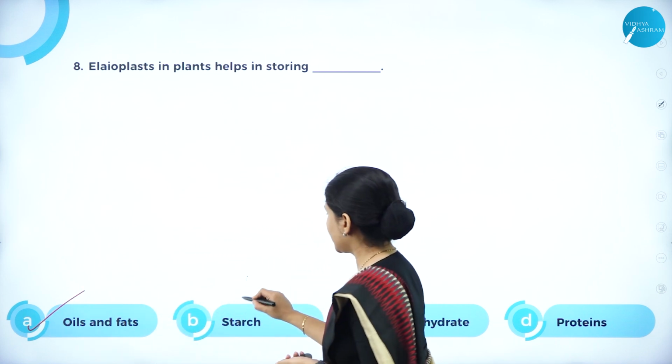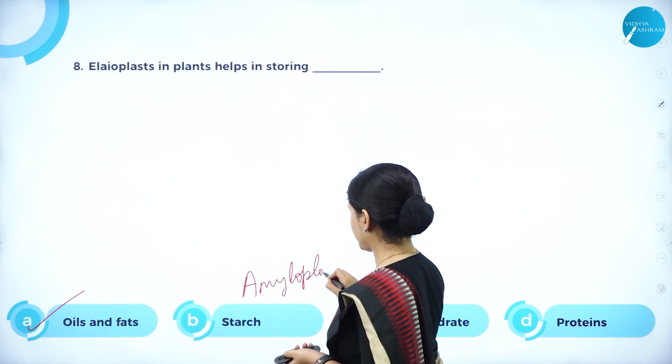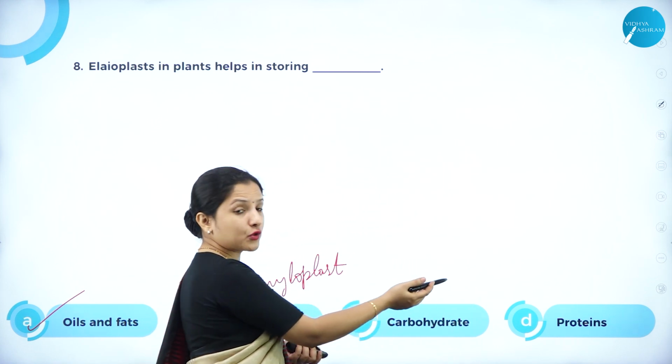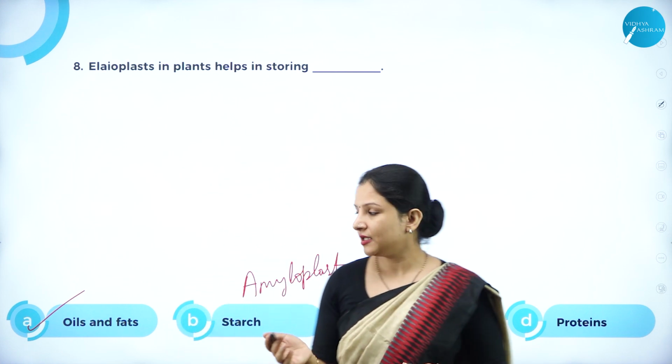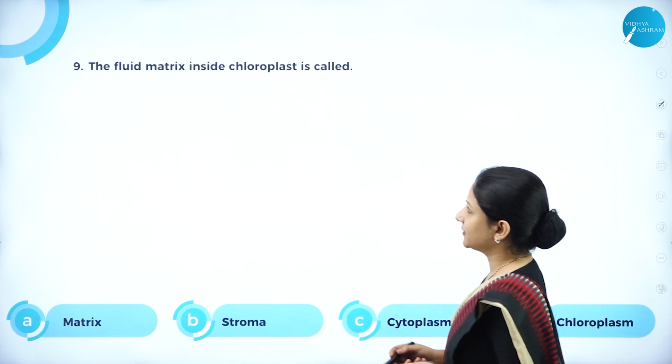Moving further, elaioplast in plants help in storing oils and fats, starch. So starch is again amyloplast because starch is nothing but a complex carbohydrate. Carbohydrate is also amyloplast itself. Protein is aleuroplast. So it is elaioplast which stores oils and fats. Option A is the right answer here.